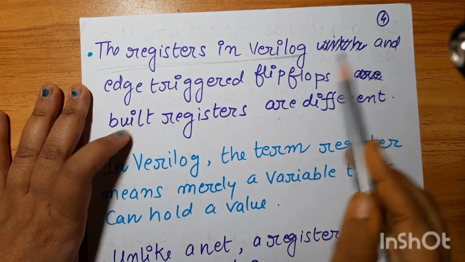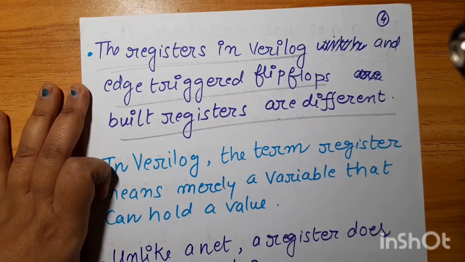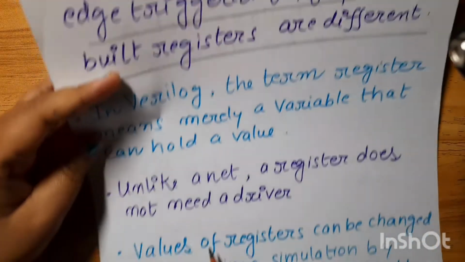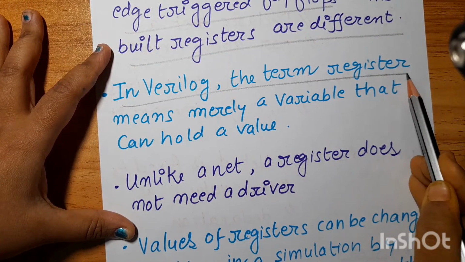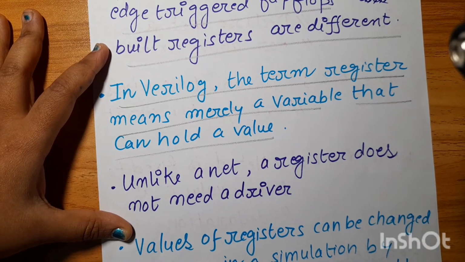The registers in Verilog and the edge-triggered flip-flops built from registers are different. We know how registers are built in digital electronics, from edge-triggered flip-flops, but they are different from the register model used in Verilog. In Verilog, the term register means merely a variable that can hold a value. It is not the physical register, the edge-triggered flip-flop, that we are talking about.